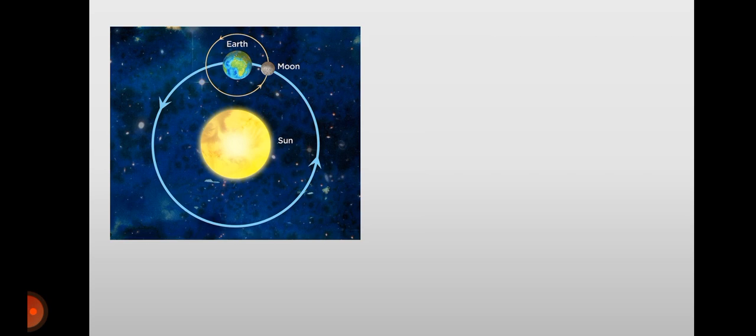Now if we closely look at this image, we see that the sun is in the center and earth is revolving around the sun in its orbit. The moon is also revolving around the earth, and earth is also rotating on its own axis. One more thing you can see here is that earth is revolving around the sun in the anti-clockwise or counterclockwise direction.